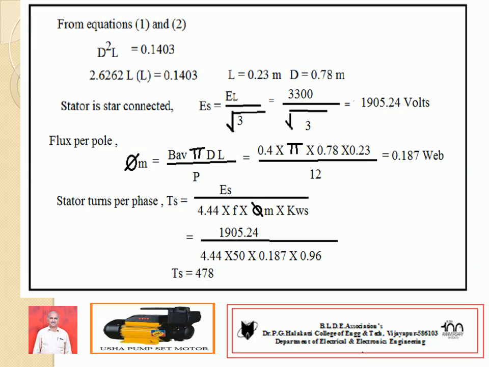So with the help of B average equal to P phi divided by pi DL, hence you calculate the flux per pole phi m, 0.187 Webers. Then from the induced EMF expression, calculate the stator turns per phase TS equal to 478.